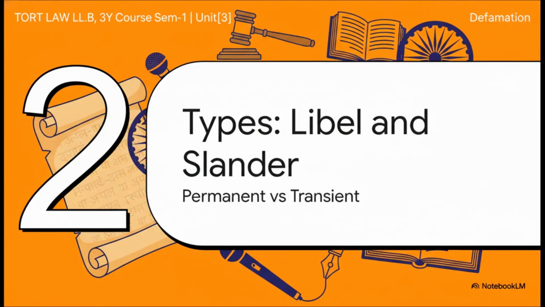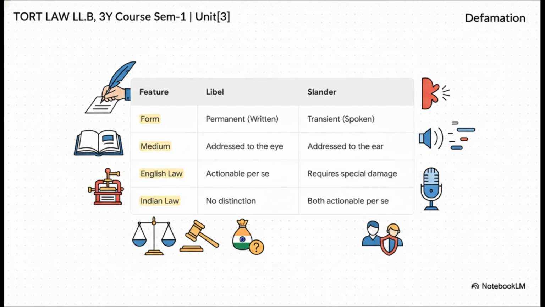Having established the definition of defamation, we will now explore its 2 primary classifications, libel and slander. The distinction between libel and slander is based on the form of the publication. Libel is defamation in a permanent form, such as writing, printing, or an effigy. It is addressed to the eye. Slander is defamation in a transient form, such as spoken words or gestures. It is addressed to the ear.